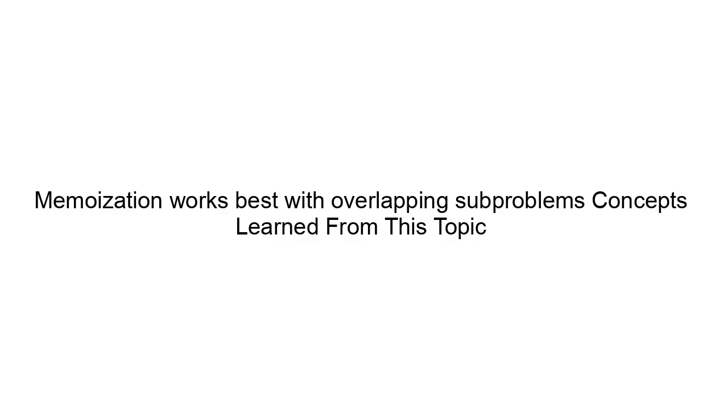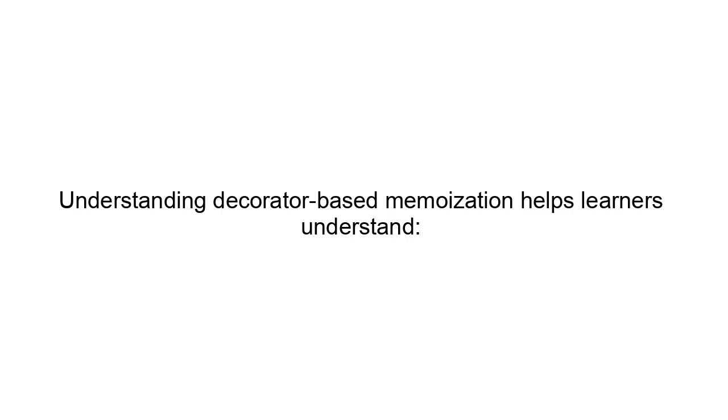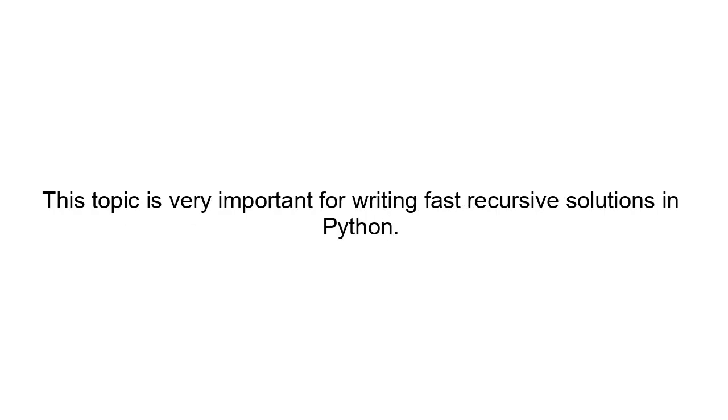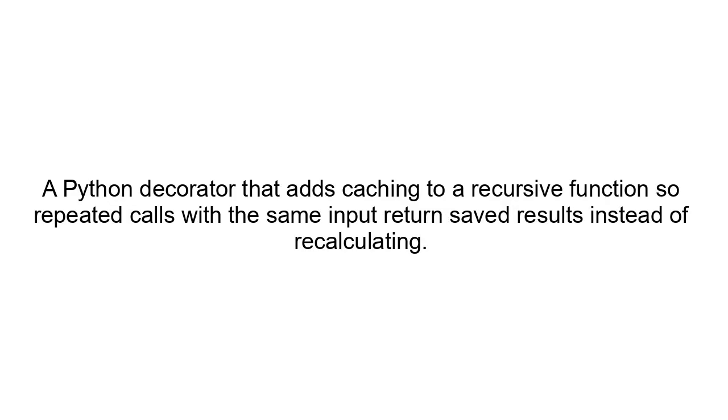Concepts learned from this topic. Understanding decorator-based memoization helps learners understand recursion optimization, Python decorators, caching with dictionaries, overlapping subproblems, and dynamic programming ideas. This topic is very important for writing fast recursive solutions in Python. Simple definition, decorator pattern for memoization: a Python decorator that adds caching to a recursive function, so repeated calls with the same input return saved results instead of recalculating. Final summary.